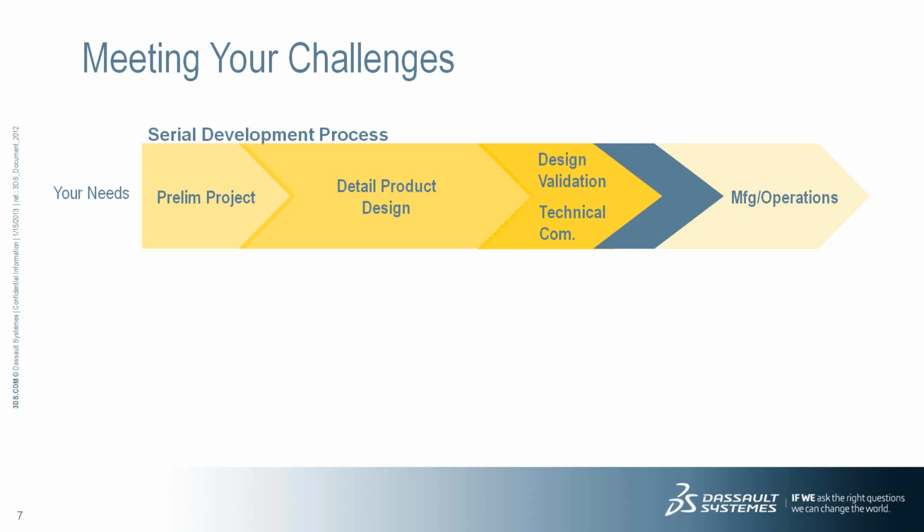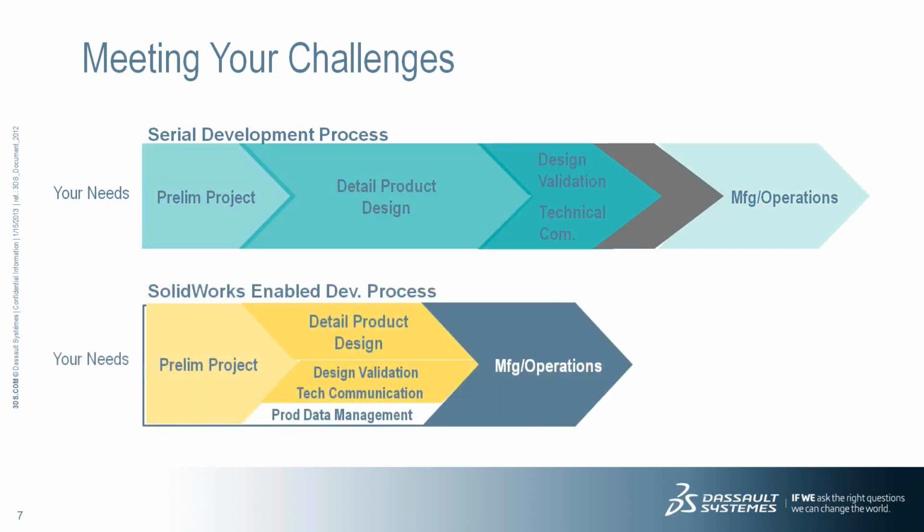So what SolidWorks tries to do with the product line we have is to give you tools that allow you to compress that development cycle. Instead of doing things serially and having to wait for one portion of your development process to be completed before you start the other, SolidWorks tools allow you to work concurrently, or simultaneously.